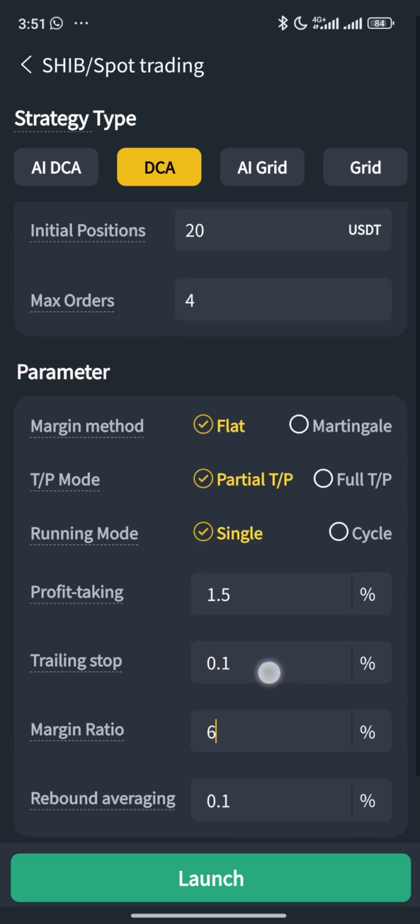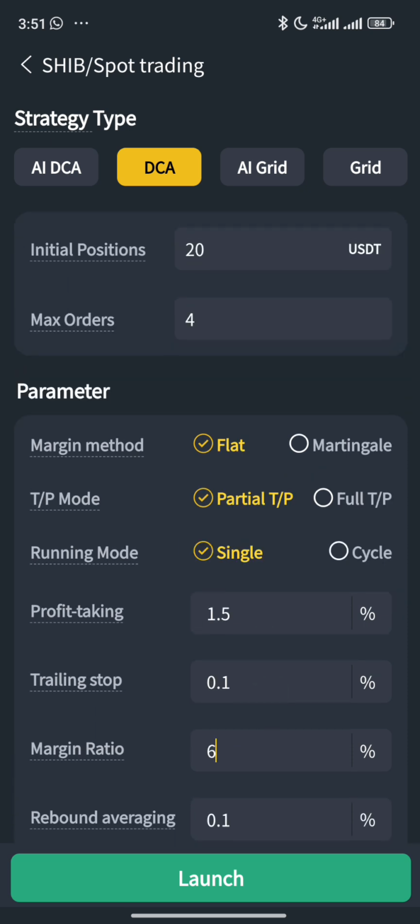So using the Apollo bot in conjunction with our signal and with the DCA, there is no way you will not win in this market.